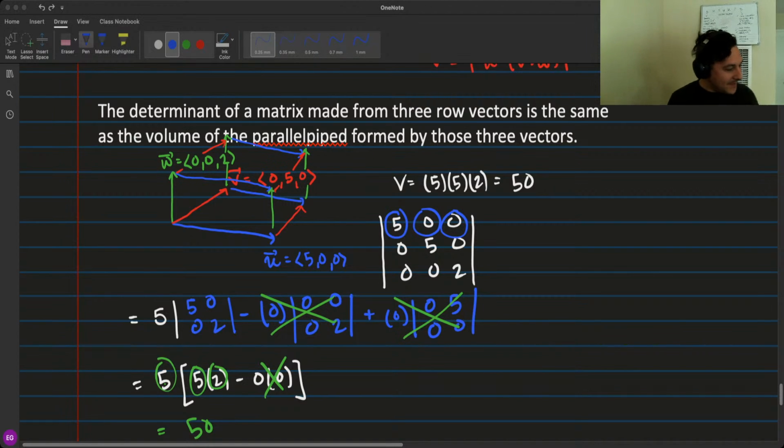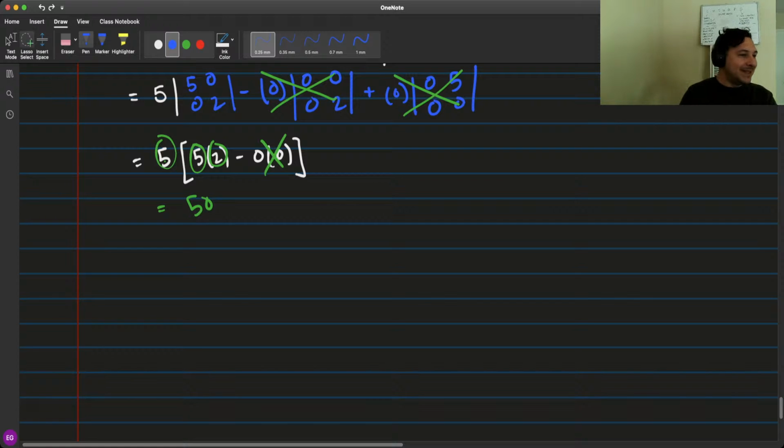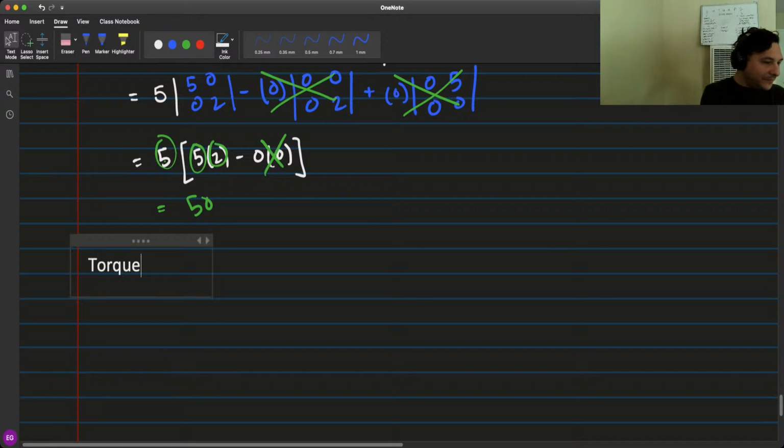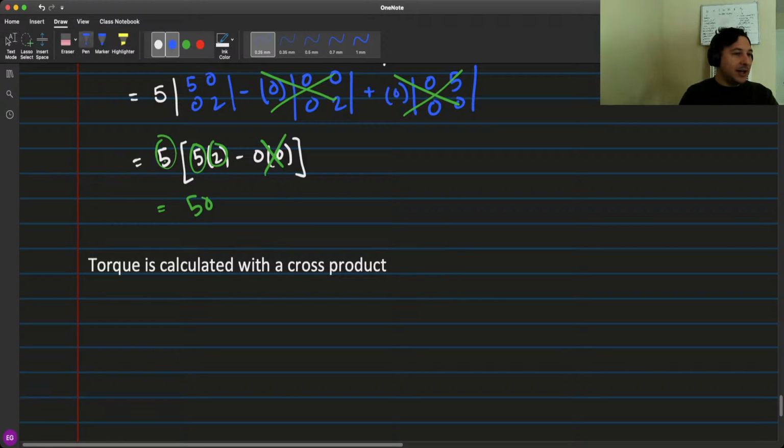Okay. Let's talk about another usage. You can use determinants to calculate the areas of these shapes, parallelepipeds. There's another really cool usage: torque. Torque is calculated with a cross product. So, let me draw a little picture here. Let's say that you have a bolt.